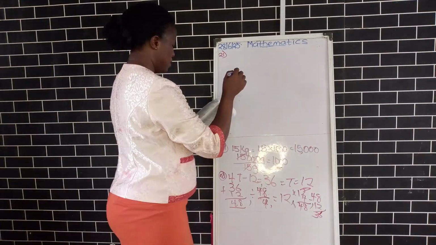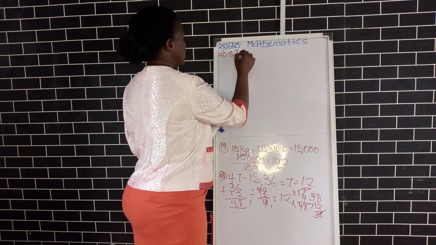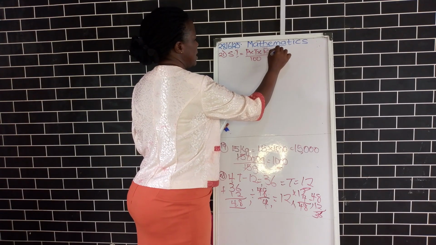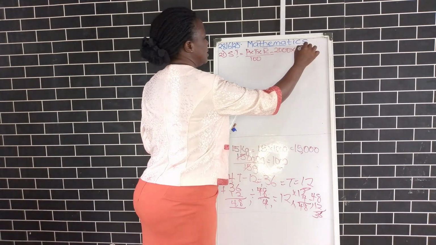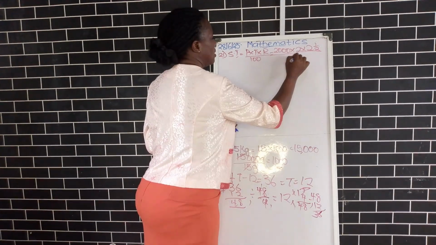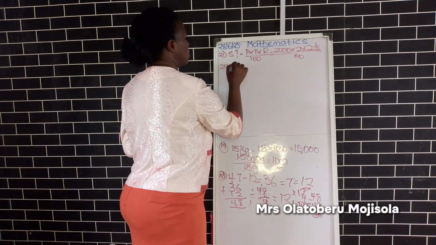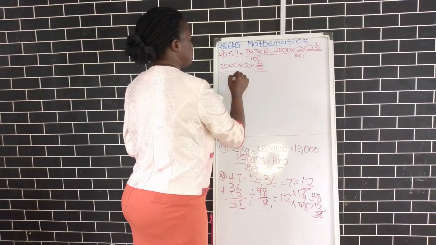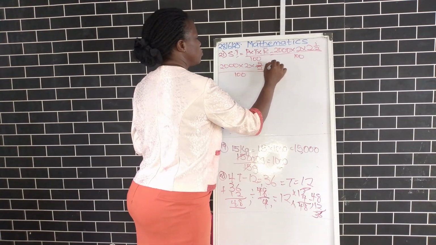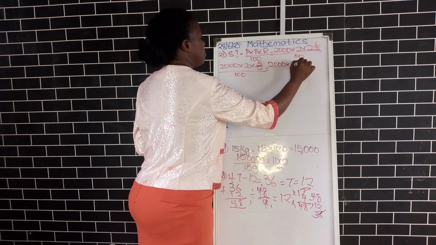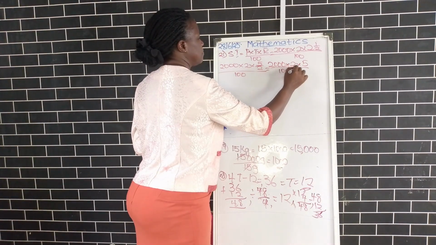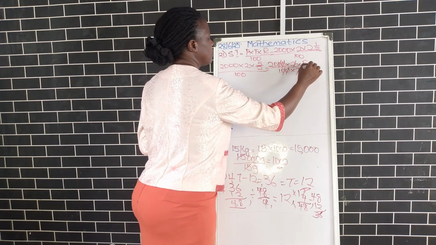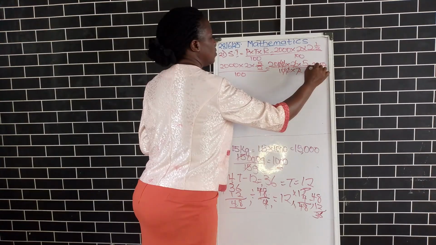Number 21. The formula for simple interest is principal times time times rate over 100. The principal there is 2,000. The time is 2 years. The rate is 2.5 over 100. So that would be 2,000 multiplied by 2 multiplied by 2.5 over 100. So let's do the cutting. We have 20 times 5, which is equal to 100 naira.